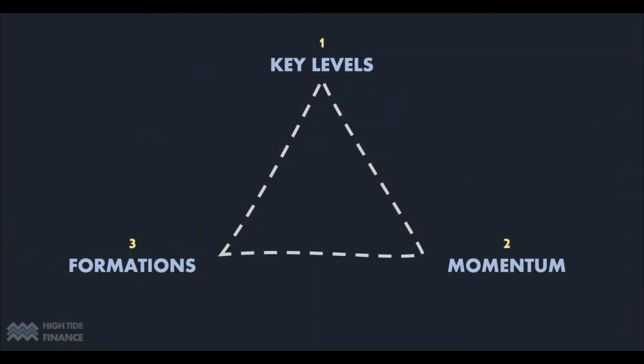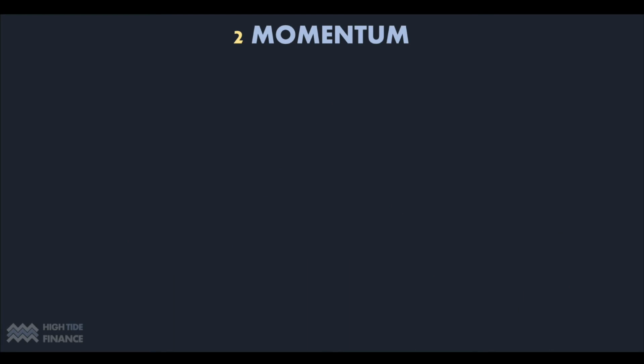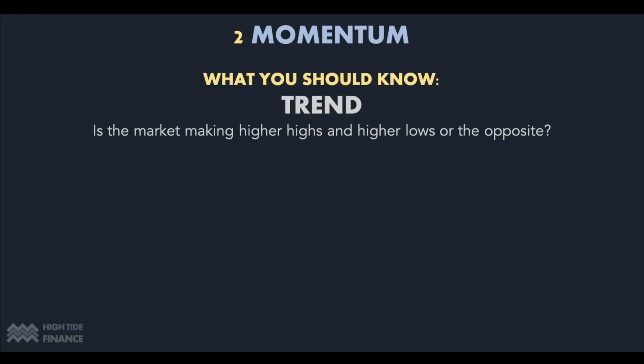So at this point, we know what our key levels are. We know where they are. We've got them marked up on our chart. Now we need to consider the momentum of the market. So in relation to momentum, there are a few things that you should know. You should know the trend of the market you're in. Are we making higher highs and higher lows, or vice versa, lower highs and lower lows?